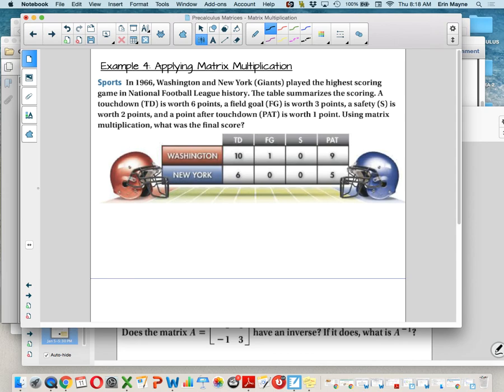Meredith and Alec, you're together. Sports in 1966, Washington and New York Giants played the highest scoring game in national football history. Playing summarizes the scoring. A touchdown is worth 6 points.